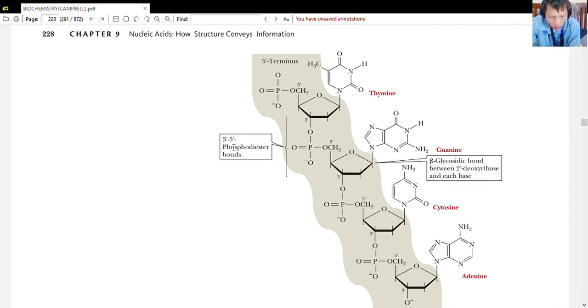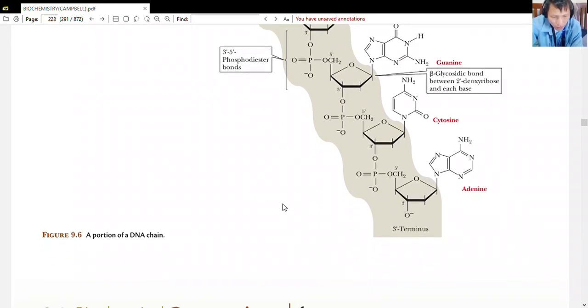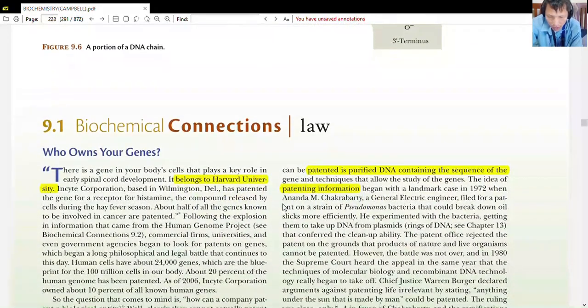Then it has a 3 prime, 5 prime phosphodiester. The 3 prime is on this oxygen while it bonds to the phosphorus on the 5 prime. See, this is the 5 prime: 1, 2, 3, 4, and then you have your 5. It has something to do with the numbering of your carbon. So that's what the numbers are.